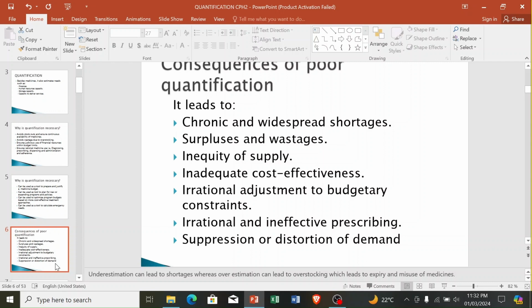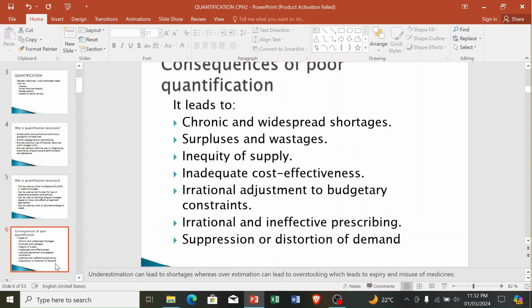Sometimes we order much and they end up expiring in the facility because they are not fast moving, or our facility cannot consume that in a specific period of time based on the type of the facility, and then you find that things get wasted.